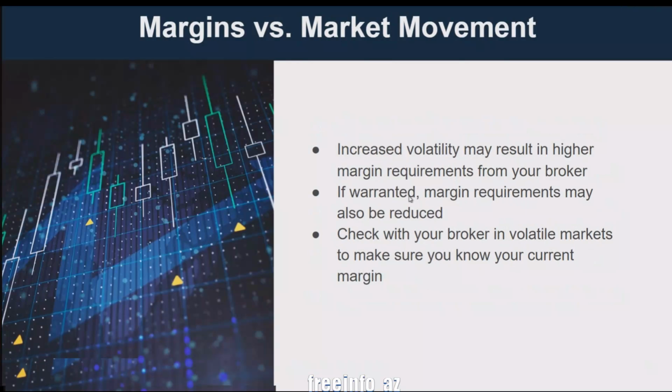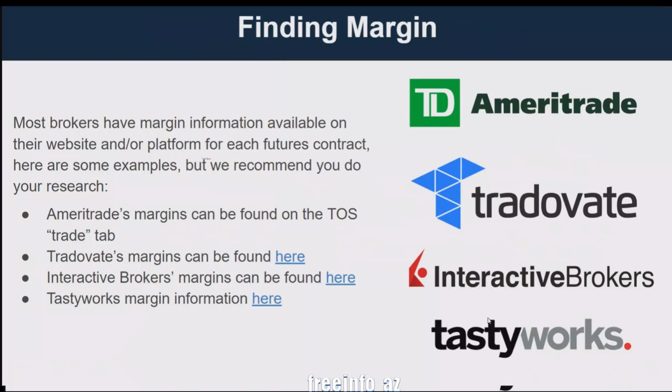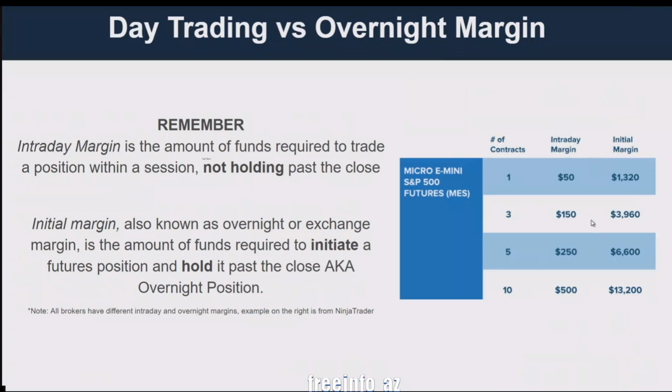So, margins and market movement. Increased volatility may result in higher margin requirements. In other words, you'll have to put up more money or have a higher net liquidating value to trade futures contracts. So you may also check with your broker in volatile markets to make sure you know your current margin, because it can change, and whenever it does change, they'll let you know. Like I mentioned earlier, I mentioned Tastyworks margin information, and you can click on any of these links. It'll take you to it to understand what their margin requirement is. So pretty easy there. We've made it pretty straightforward for you.